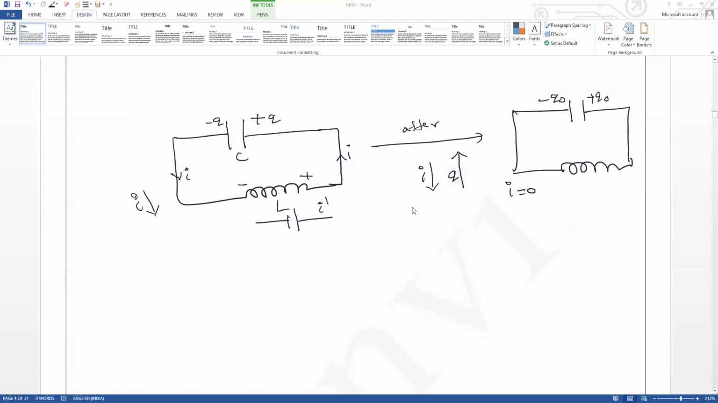Again oscillating. Yes or no? Now this side has positive charge and this side has negative charge. So now will the current flow in the same direction or the opposite direction? Always from high potential to low potential. Opposite direction. Again oscillation takes place.